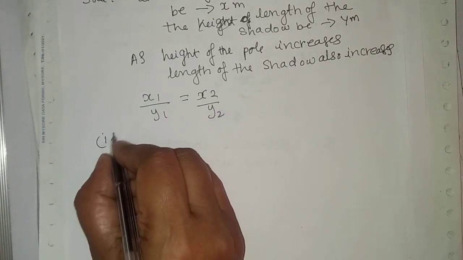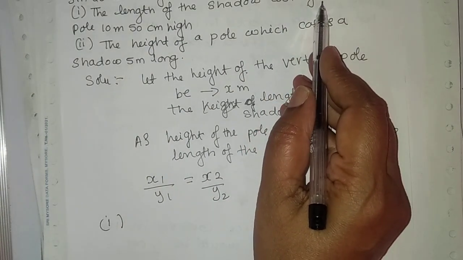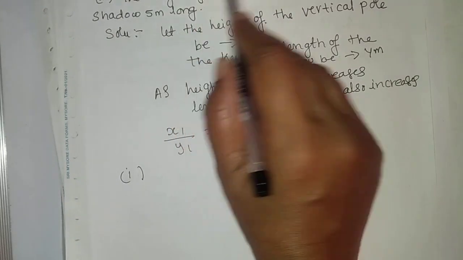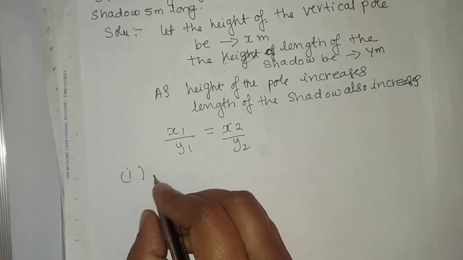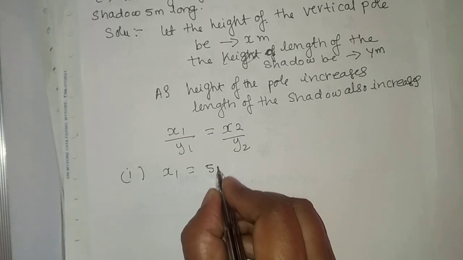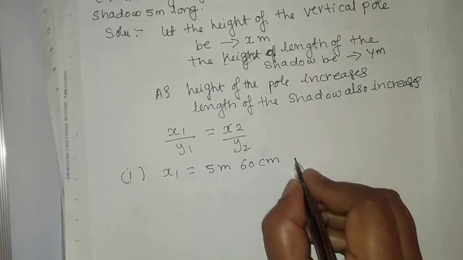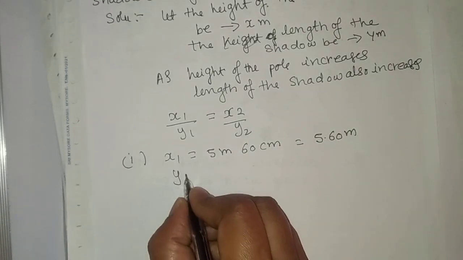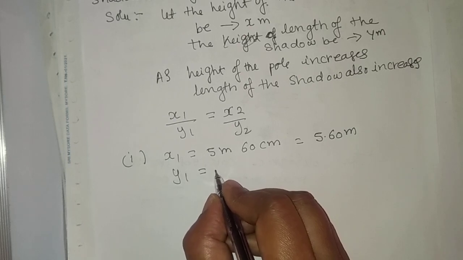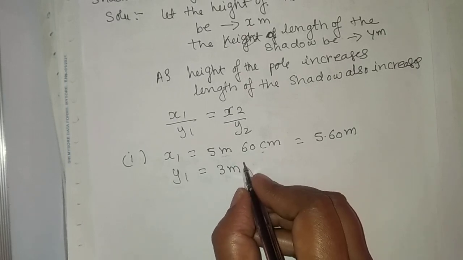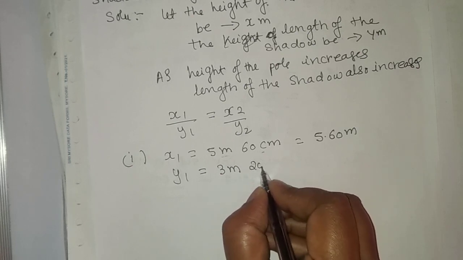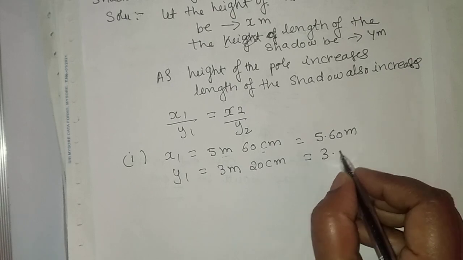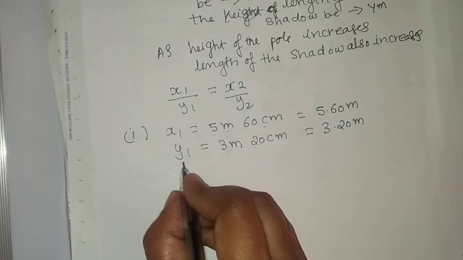Next, first case we'll take. In the first case, x1 we'll take as what? 5 meters 60 centimeters, we can write it as 5.60 meters. y1 is 3 meters 20 centimeters. This will become how much? That is 3.20 meters. So now what happens?